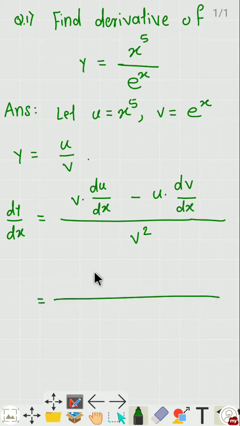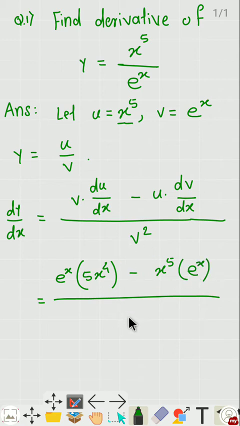Now we write one by one. The v function is e raised to the power x, into the derivative of u with respect to x, which is 5 times x raised to the power 4. All of you know how to write derivatives, because there are some standard functions whose derivatives you know. Now u is x raised to the power 5 as it is, and I will write the derivative of the v function with respect to x. The v function is the exponential function and its derivative is e raised to the power x, and the whole divided by v square, meaning e raised to the power x its square.